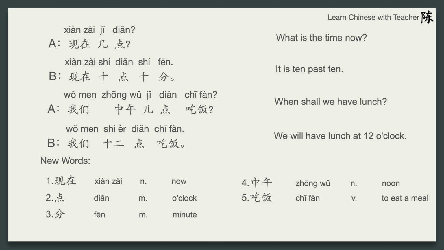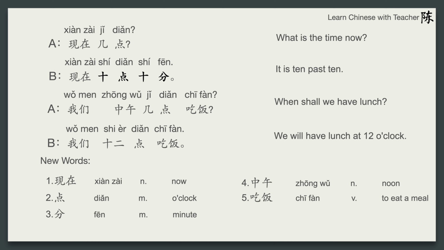In the first sentence, 几 literally it means how many. 点 it means o'clock. So literally the first sentence means now how many o'clock? That doesn't make sense in English, right? But that's how we express what is the time in Chinese. Please memorize it. How we answer 几点 is pretty simple. We just say the time itself.